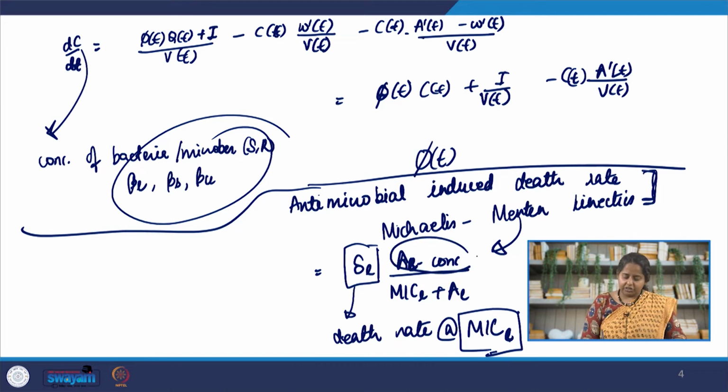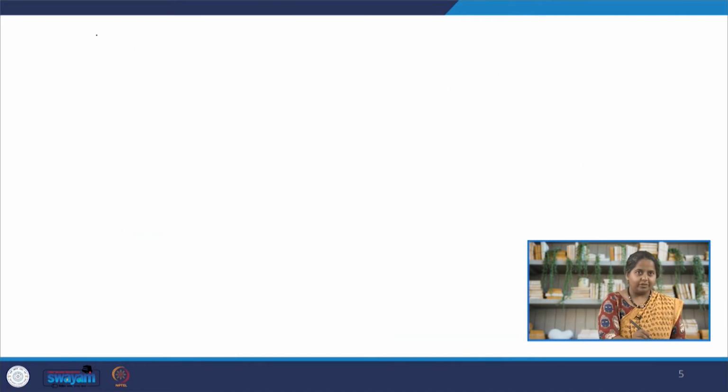AL is the concentration of antimicrobial in the slurry tank that we are talking about, in this case bacteriolytic antimicrobial, divided by MICL plus AL. Okay, now let's write the equations. So, let's look at the mathematical model.